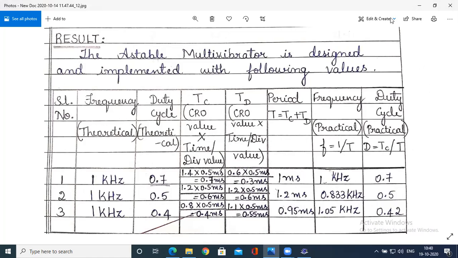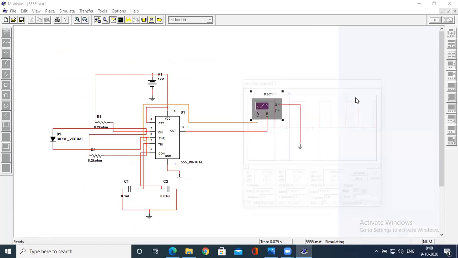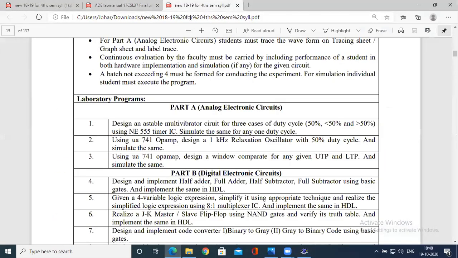So this is all about the experiments on the 555 timer using Multisim. So you have 3 experiments to be performed. We have done the op-amp, a very easy experiment. Since he has given only 1 kilohertz, I've taught you only 1 kilohertz. If they tell you to change the frequency, say 800 kilohertz, you should be able to find the new values of the resistance and do the experiment.